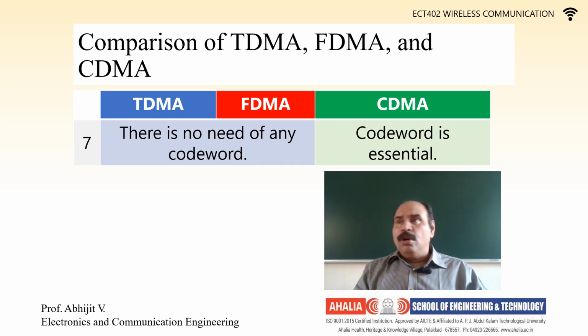There is no need for code words in TDMA or FDMA. In CDMA, we are using a code word. The code word is known both to the transmitter and the receiver.